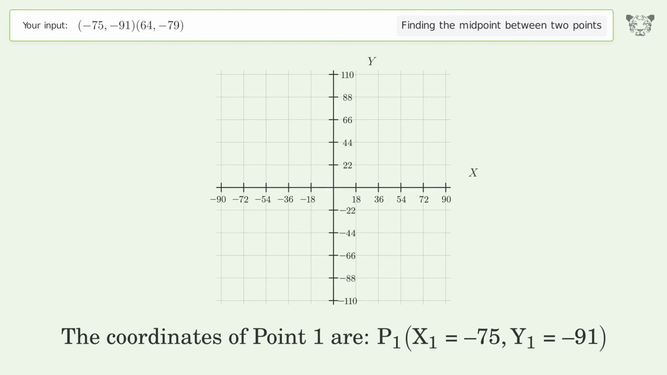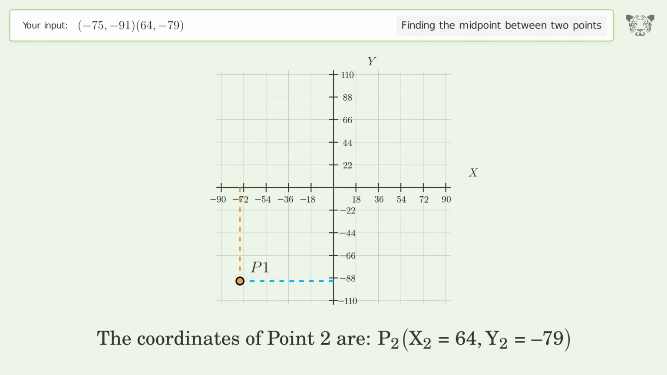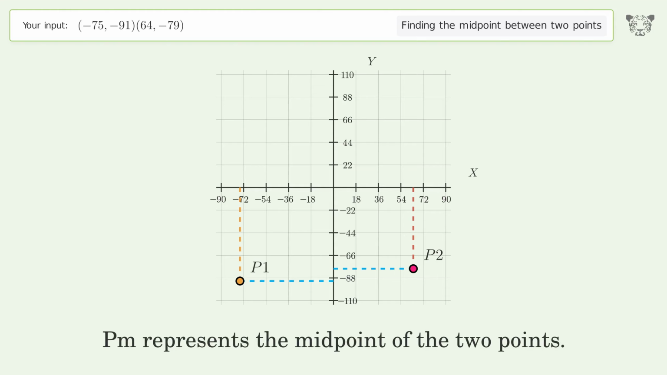The coordinates of point 1 are, x1 equals -75, y1 equals -91. The coordinates of point 2 are, x2 equals 64, y2 equals -79. PM represents the midpoint of the 2 points.